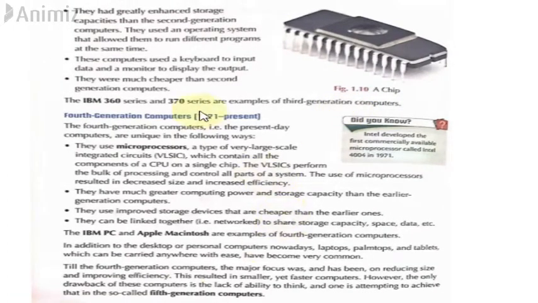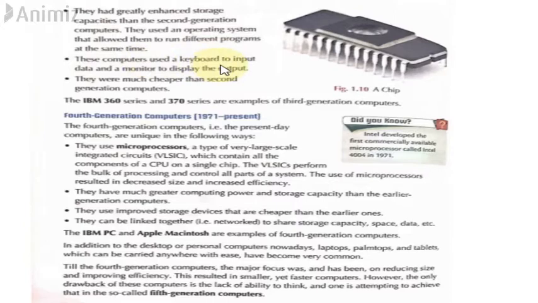They had greatly enhanced storage capacities compared to the second generation computers. They used an operating system that allowed them to run different programs at the same time. As we have studied, the first and second generation computers were created for a specific task, just to do simple calculations, and later on things were added, and eventually they became smaller and performed a lot of tasks. So they had a lot more storage capacity than the previous generation computers, and at the same time they could run different programs at a similar time.